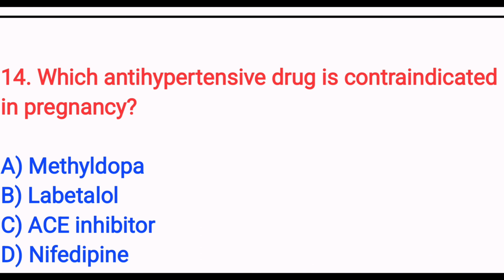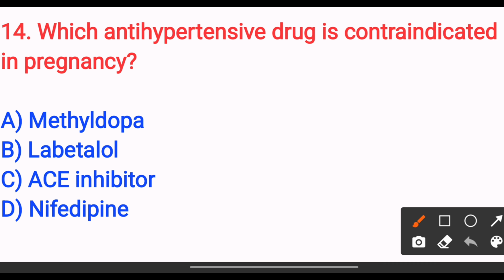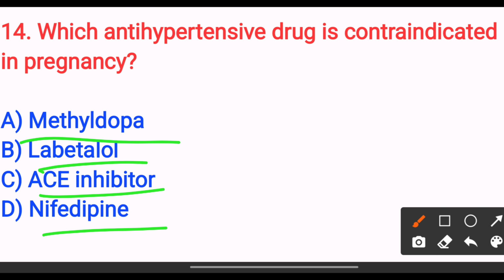Next, which antihypertensive drug is contraindicated in pregnancy? Option A methyldopa, option B labetalol, option C ACE inhibitor, option D nifedipine. The answer is option C. ACE inhibitors are teratogenic and contraindicated in pregnancy.